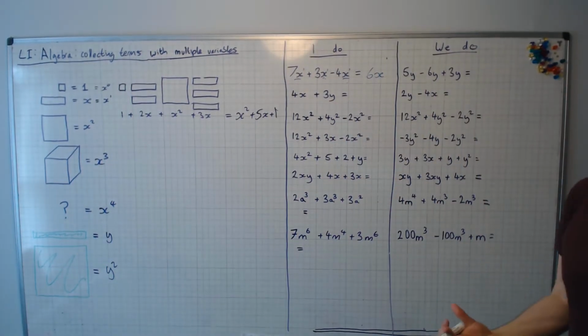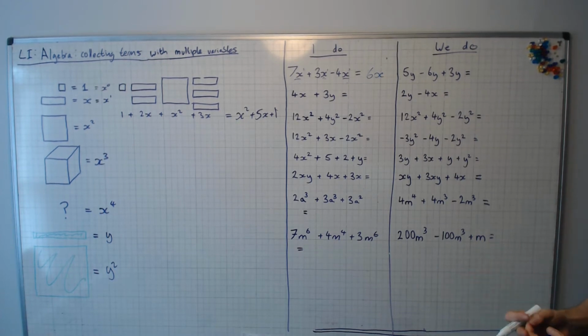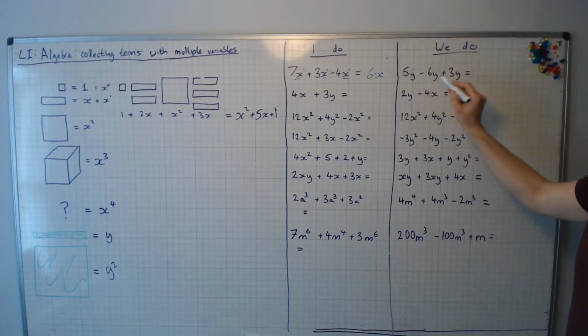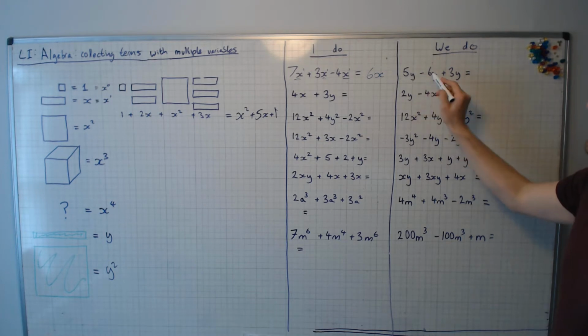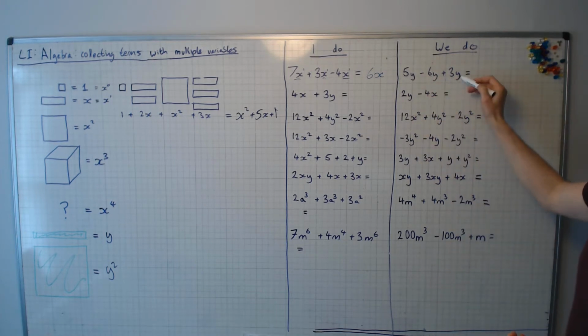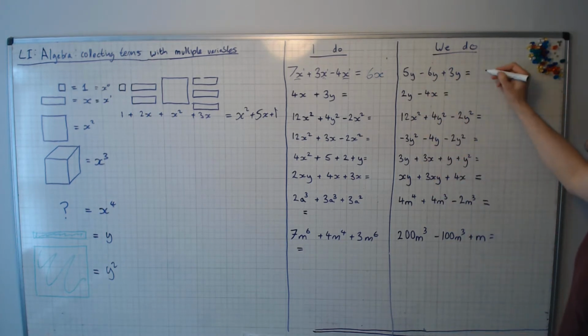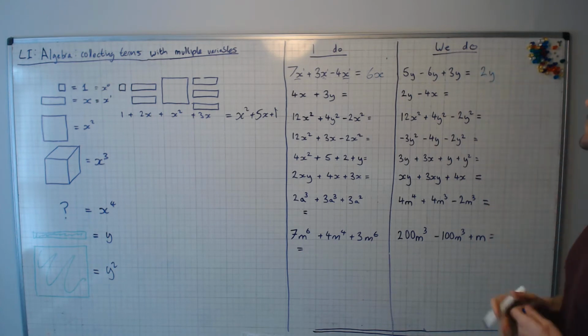So this time we've got y instead. Doesn't make any difference to how we do the calculation. We've got 5y minus 6y plus 3y. So we've got 5 minus 6, that's negative 1, plus 3, negative 1 add 3 takes us to 2. So we have 2y.